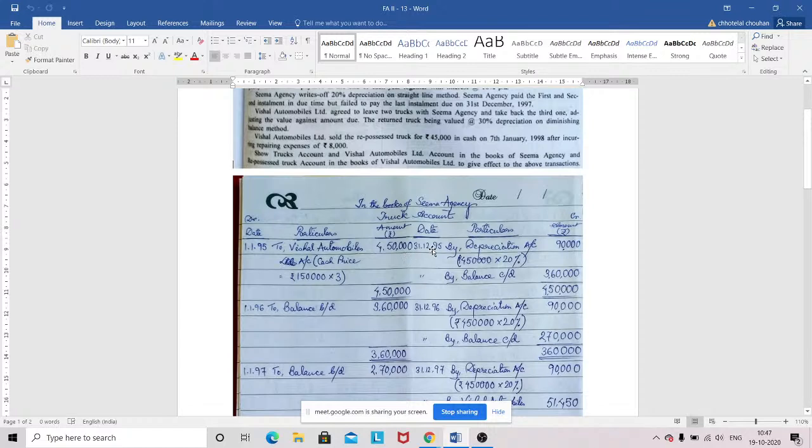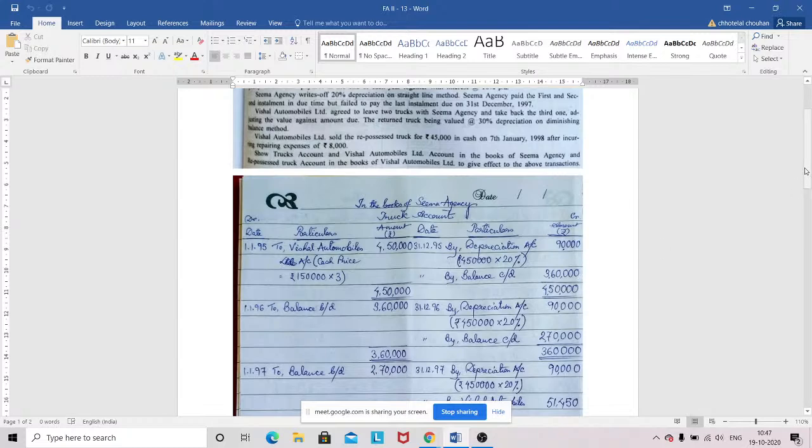Now on 31/12/95 it will be depreciation charge at the rate 20%. What I have mentioned: hire purchaser charges straight line, hire vendor charges diminishing. So by depreciation, 4,50,000 into 20%, it will be 90,000. So the closing balance came as 3,60,000.